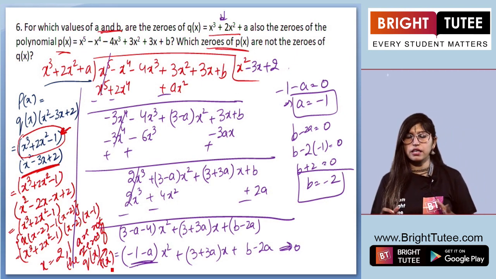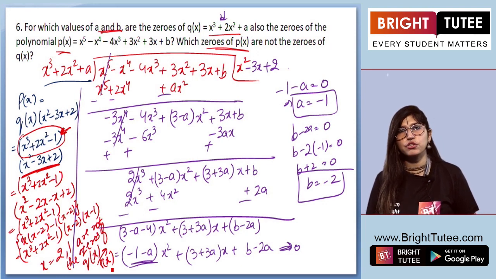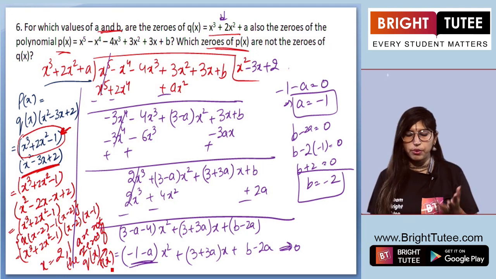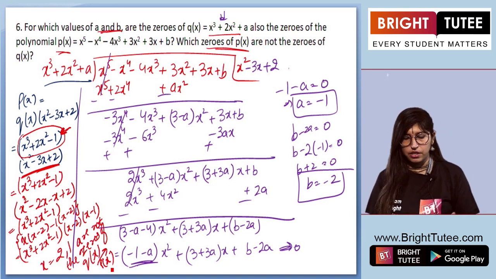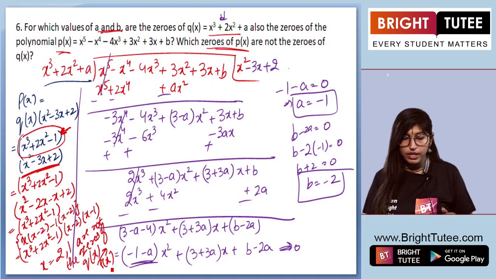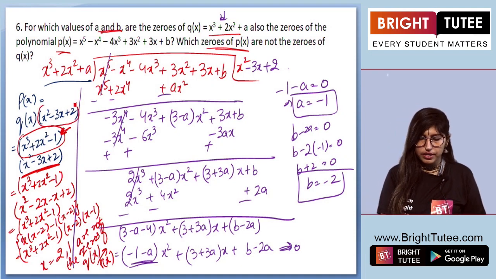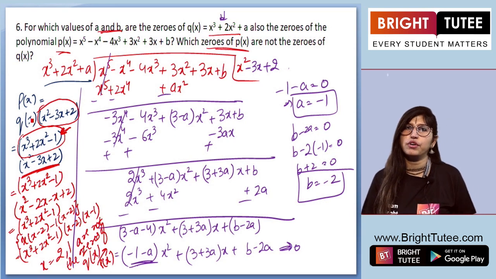So first of all, they asked the values of a and b, which we found out. Then they asked which zeros of p(x) are not the zeros of q(x). Now p(x) can be written as q(x) into that quotient which we have. We'll solve the quotient because q(x) has its factors, and there is some factor for p(x) as well. So only solving this gives us which are the zeros of p(x) but not the zeros of q(x).